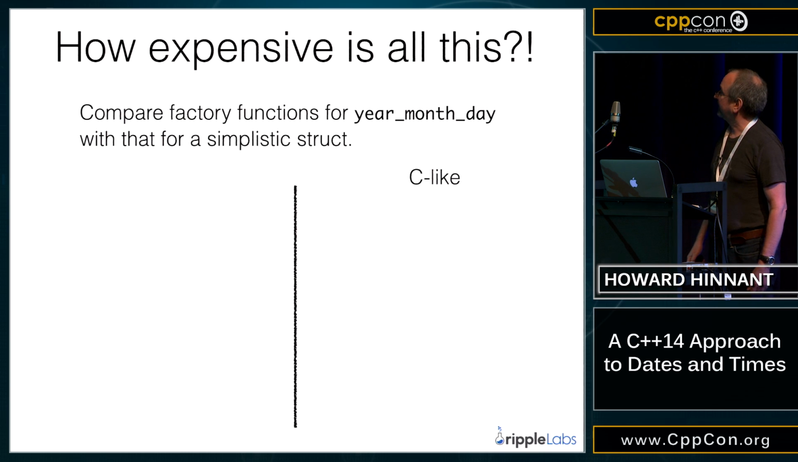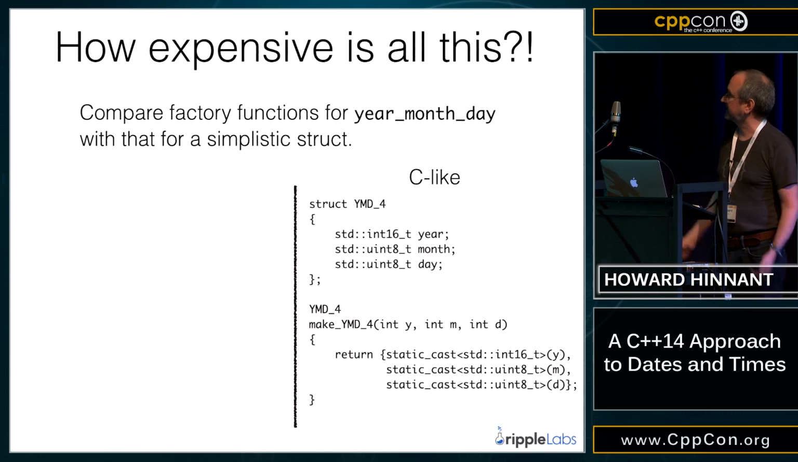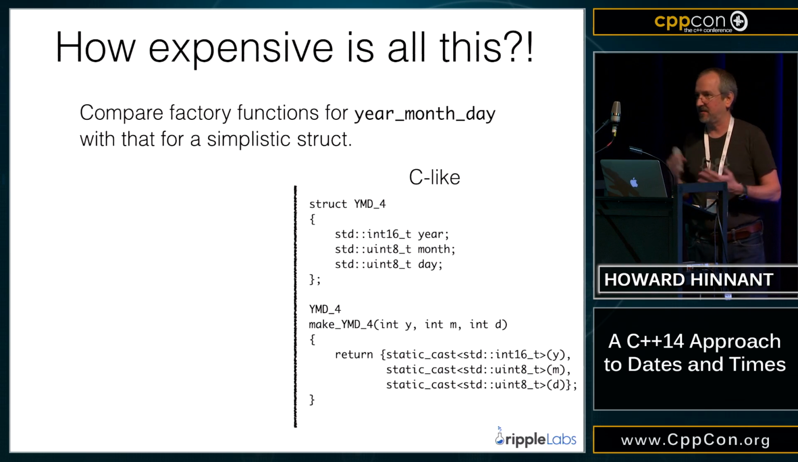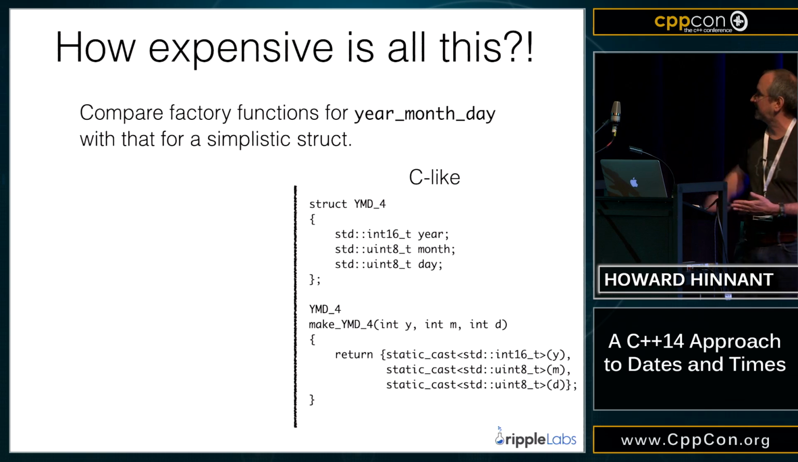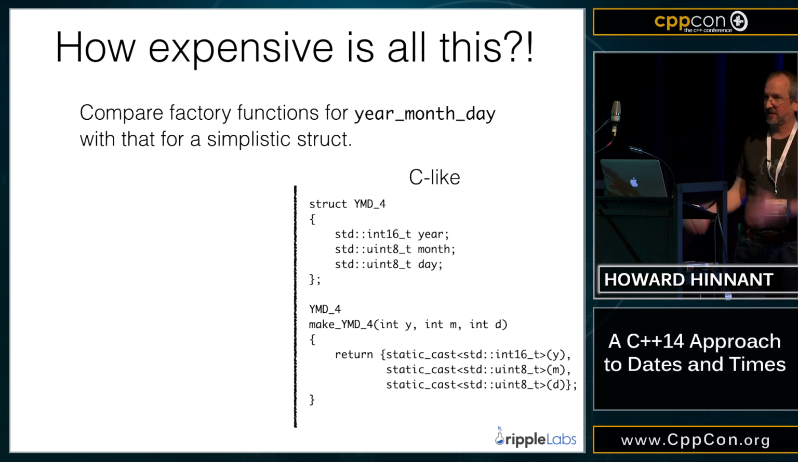So I'm going to start with a very simple YMD struct. Here it is. It's got a 16-bit year in it, 8-bit month, 8-bit day, very simple thing, and I'm going to make a factory function for it. And all it does is take 3 ints, stuff them into this thing, and return it.